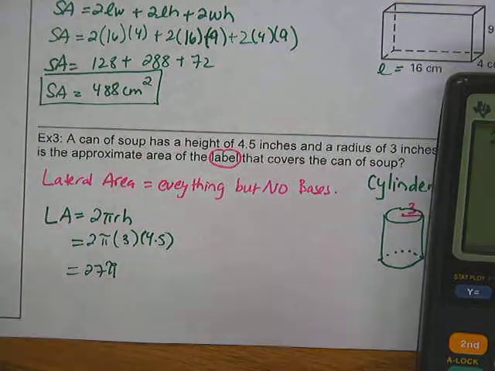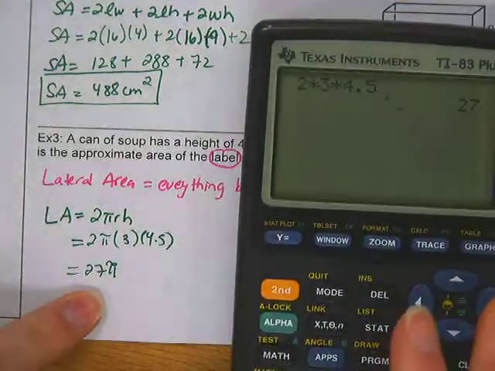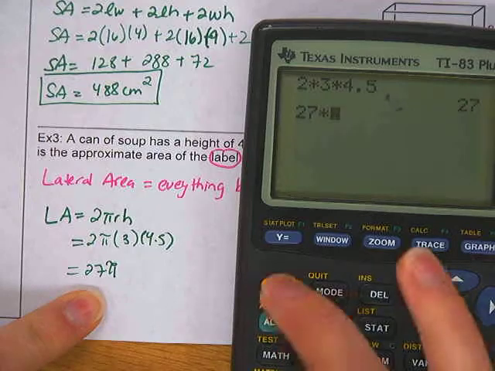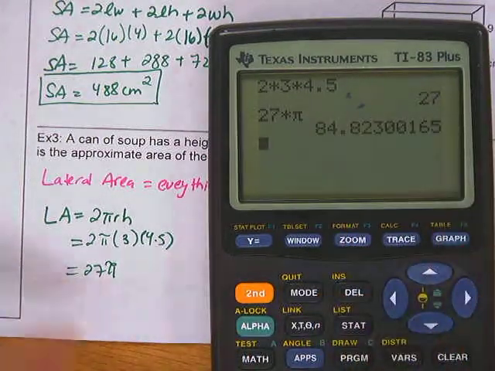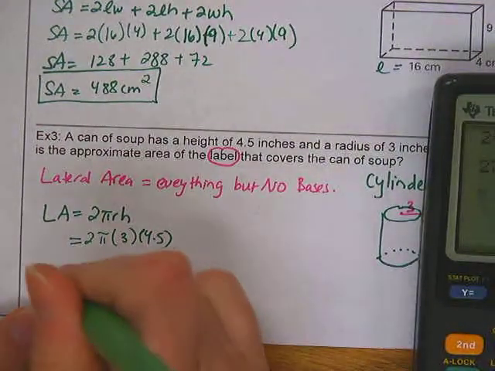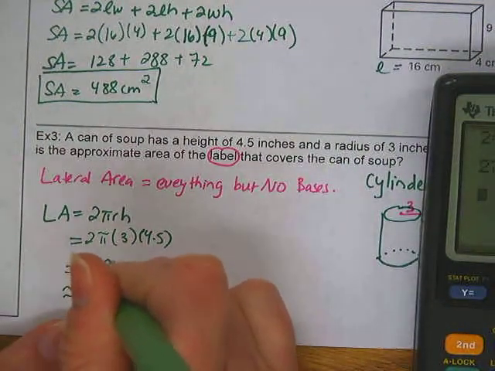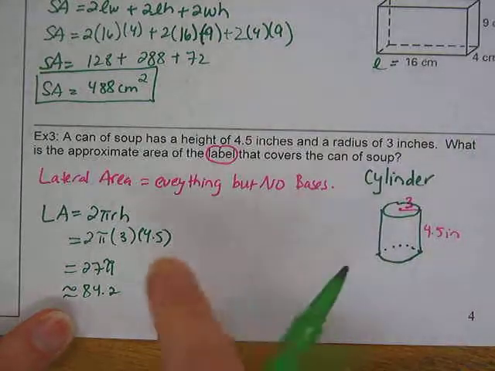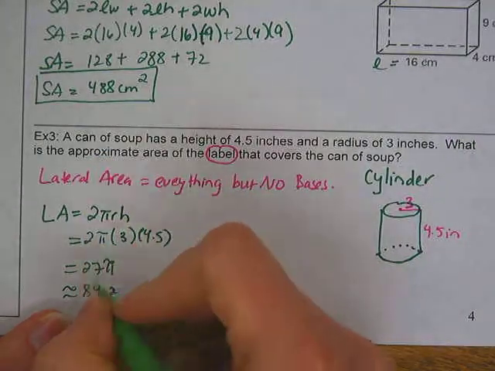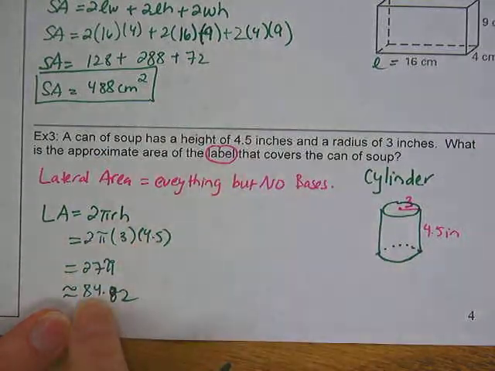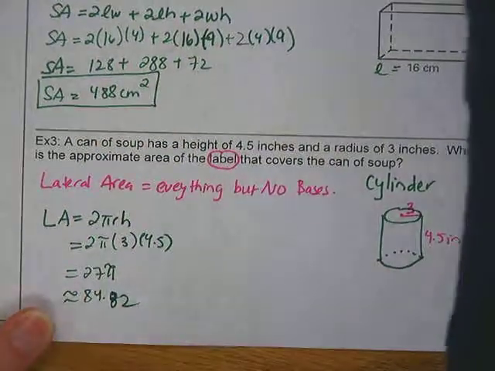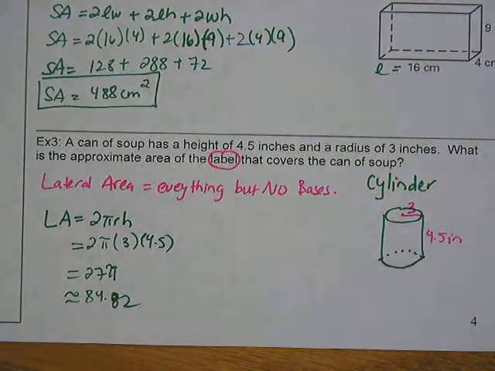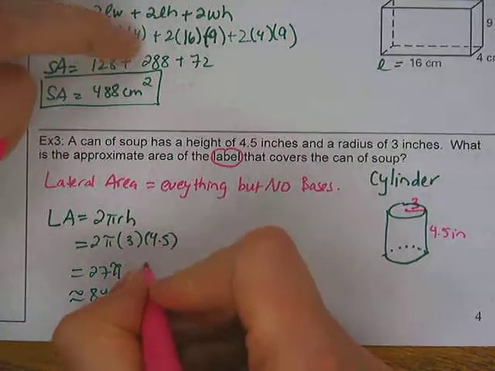You might notice that I didn't actually type in the pi button. I did that on purpose because I figured this is a great opportunity to mention something. There are two ways of writing your answer here. One is saying 27 pi, and the second is to type 27 times pi in my calculator and get a number, 84.82.